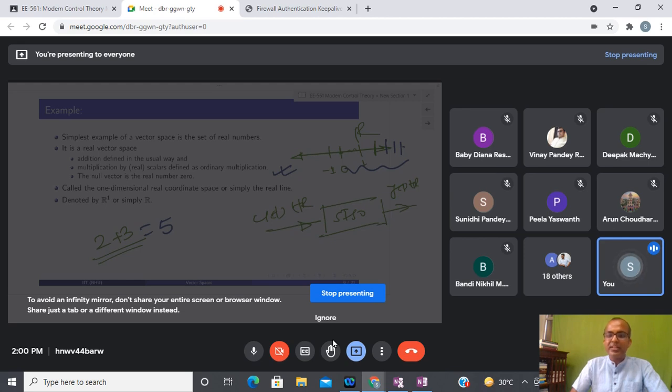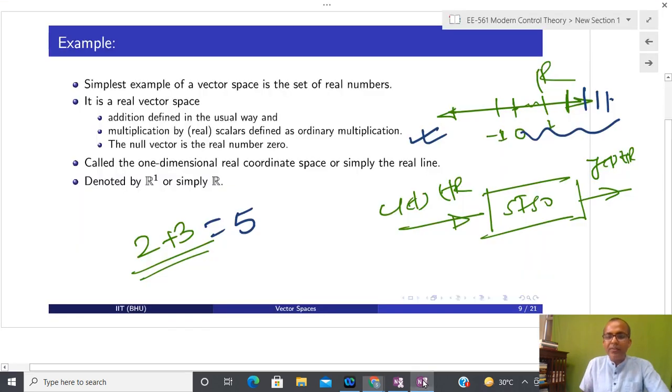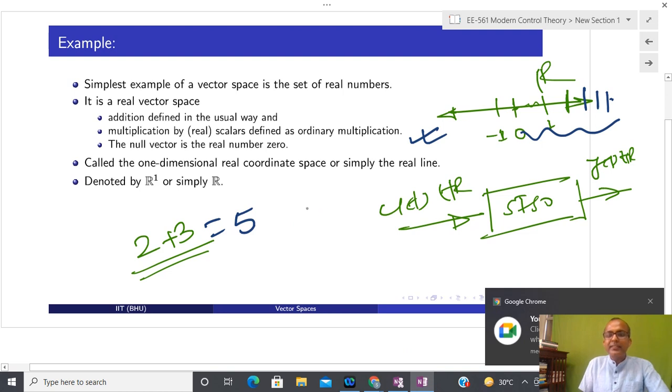Suppose I have one dimensional space, then what is the identity element with respect to addition? Sir, 0. Okay, and with respect to multiplication, what is the identity element? 1. 1.